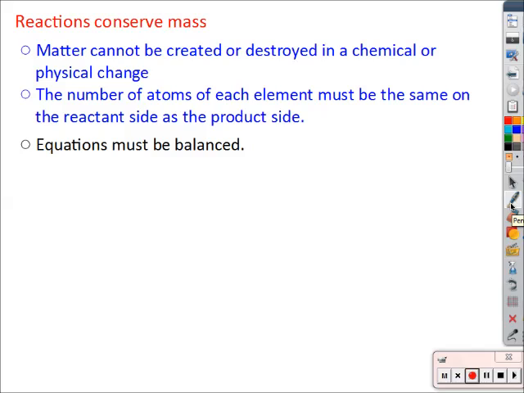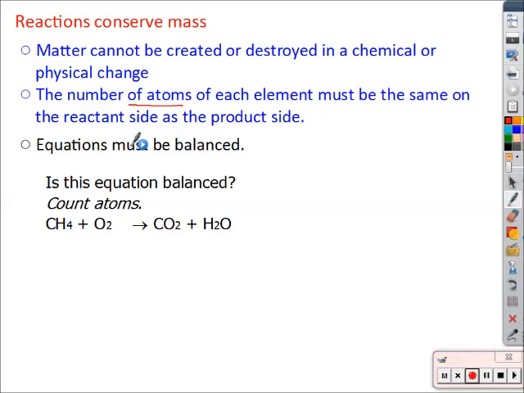Reactions conserve mass. We know the law of conservation of mass states that matter can never be created or destroyed. It only changes form. It might change from a solid to a liquid or a liquid to a gas, but it does not ever just go away. Following from that, the number of atoms must be the same because atoms make up matter. So if we look at a chemical equation, something like CH4 plus oxygen yields CO2 plus water.